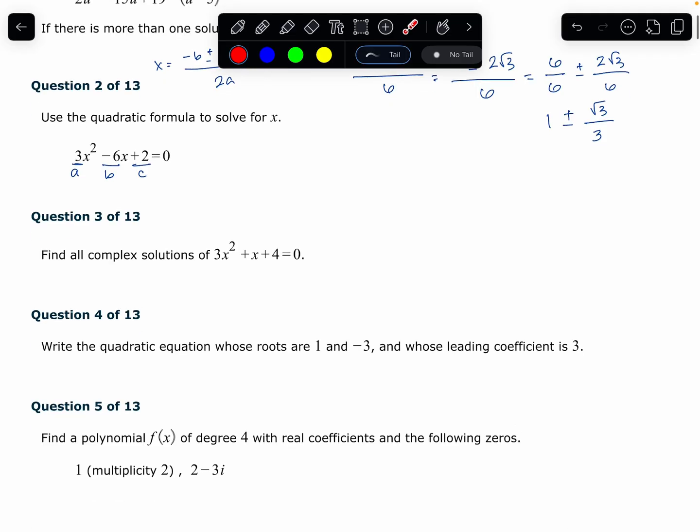So for question 3, you're going to do the same exact thing. But you have a quadratic that's going to have complex solutions, so it's going to have solutions with i. And so I'll show you how you can do that. We're still using the quadratic formula. So in this case, A is going to be 3, B is going to be equal to 1, and then C is going to be equal to 4.